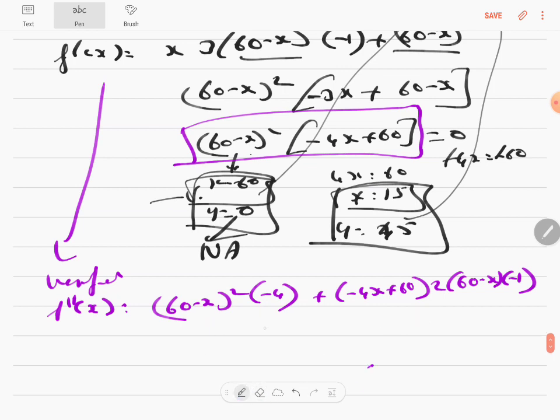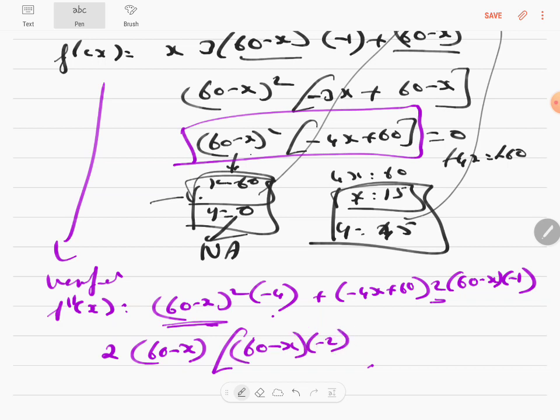So then this is a whole square and this is minus 4. Okay, from this take what is common out. 60 minus x is common and 2 is also common. So you will be left with 60 minus x with a minus 2, plus minus 4x plus 60. We've taken this 2 out, minus 1, with a minus 1, is it?